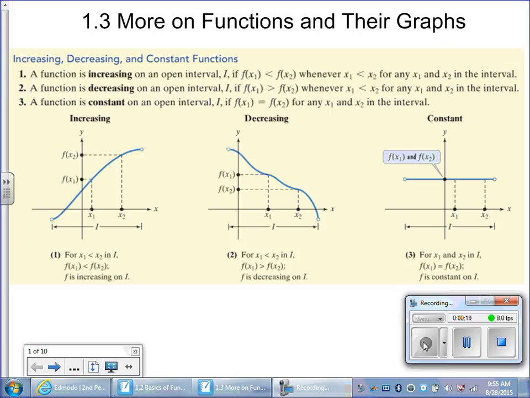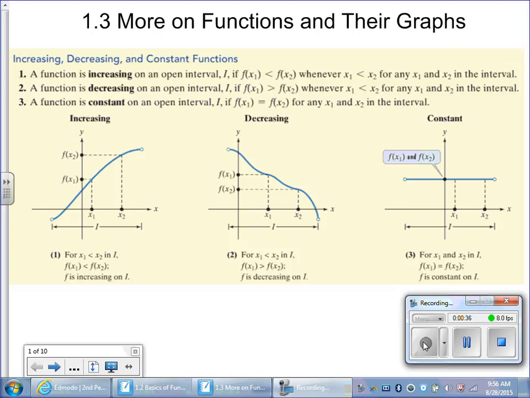So we're going to start with going over the definition of increasing, decreasing, and constant functions. You already have it in your notes because I don't want to wait for you guys to write it down. So let's just underline some of the more important things about it, okay?